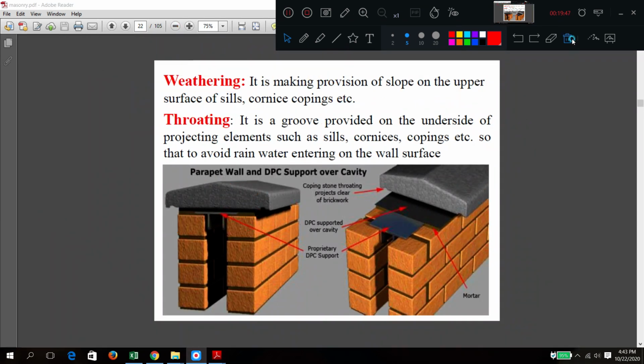Okay, a groove is provided on the underside of projecting elements, such as sills and cornice openings, to avoid what? Rainwater.